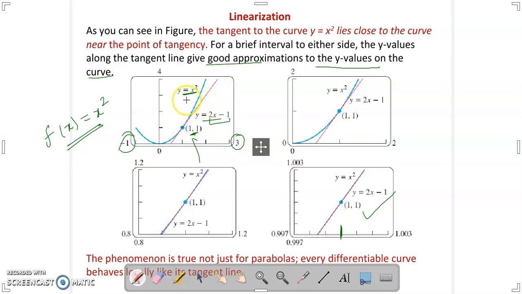And this is true for any general curve. We have taken a parabola, but you can take any other curve. The phenomenon is true not just for parabolas but for every differentiable curve. If you have any curve for which the tangent can be defined at a point, then the tangent line is going to give you a good approximation to the y values of the curve near the point where you have drawn the tangent, right?